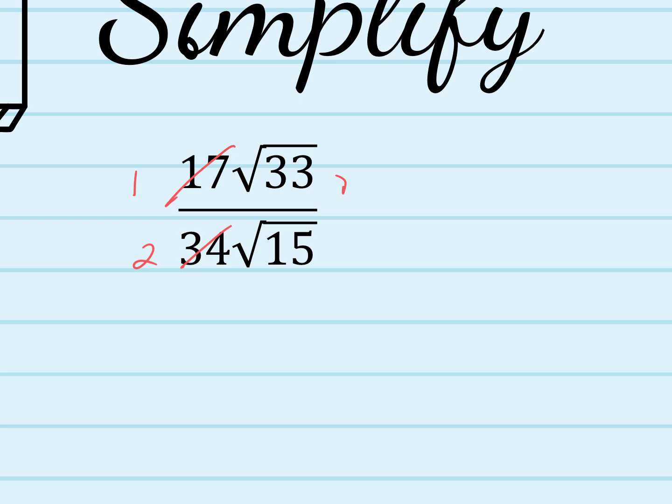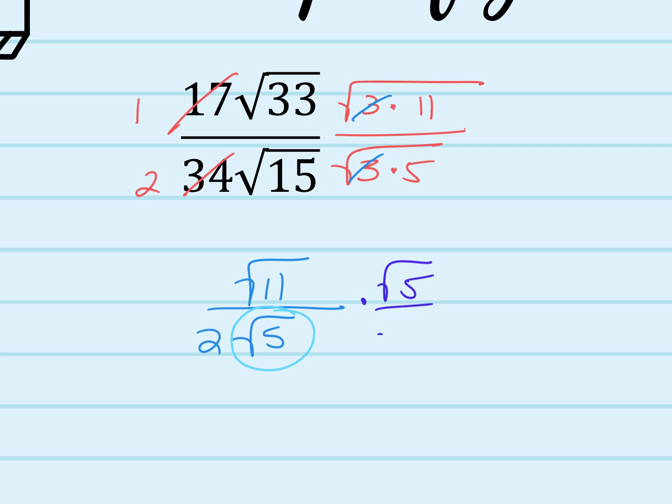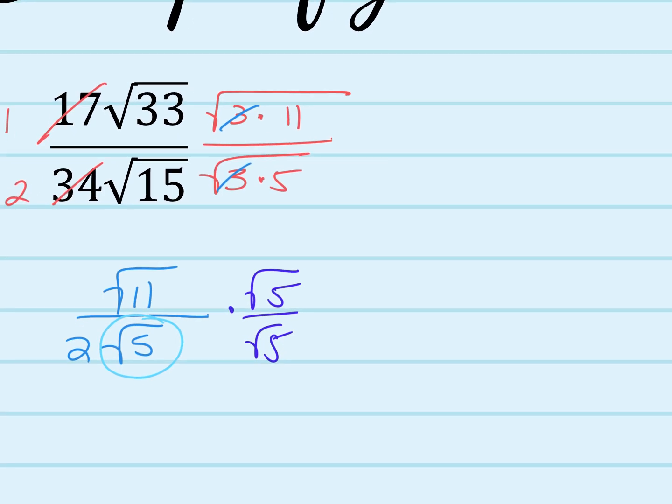And I also see that I can break 33 into 3 times 11, and I can break 15 into 3 times 5. So now I can cancel out my 3's. So I'm left with the square root of 11 on top, and then 2 square root of 5 on the bottom. Now we still have an issue with a radical on the bottom in the denominator, so I need to rationalize. I'm going to multiply the numerator and the denominator by square root of 5.